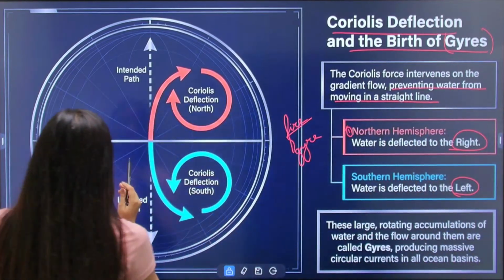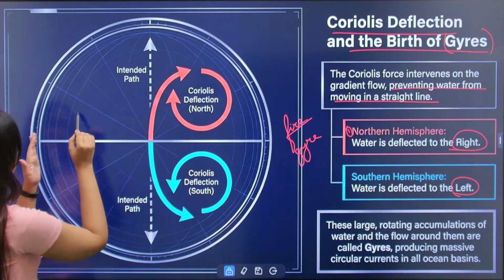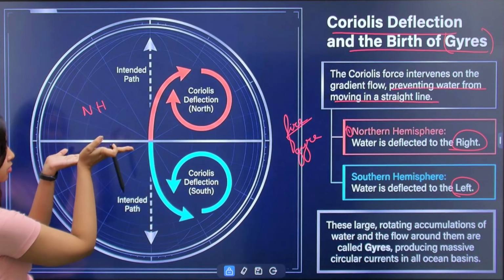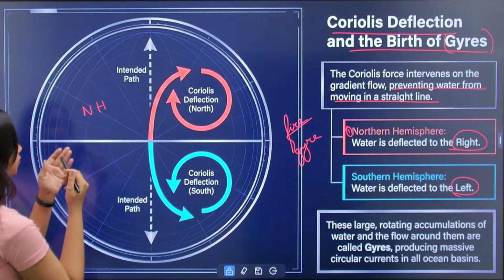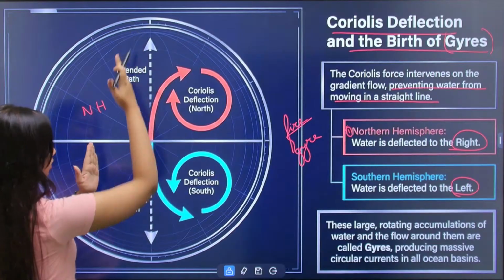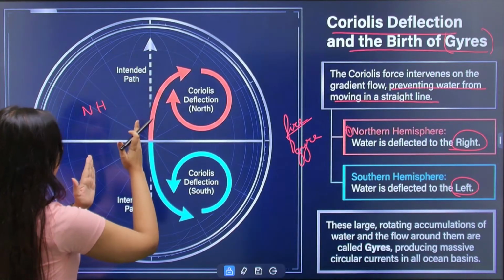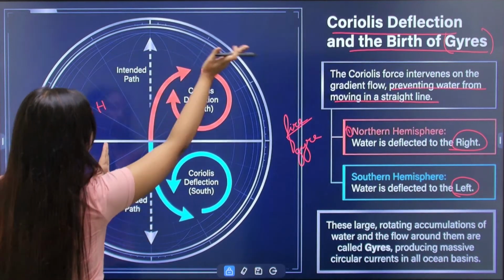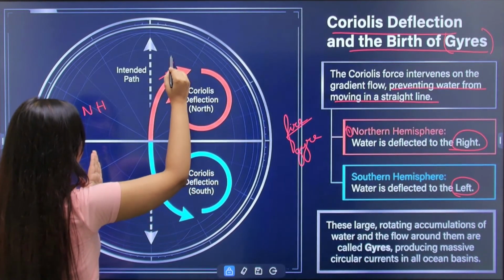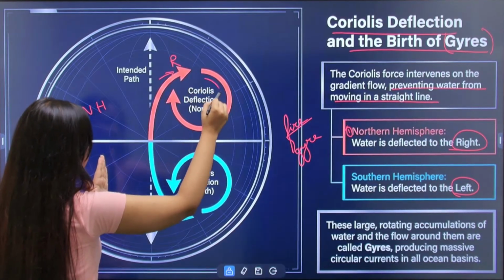This is the northern hemisphere. Isn't this the northern hemisphere? The hemisphere that is located above the equator is the northern hemisphere. In this case, what happens? This was the intended path, a straight line, isn't it? But it was deflected to the right. This is the right. So it was deflected to the right, and we got this.